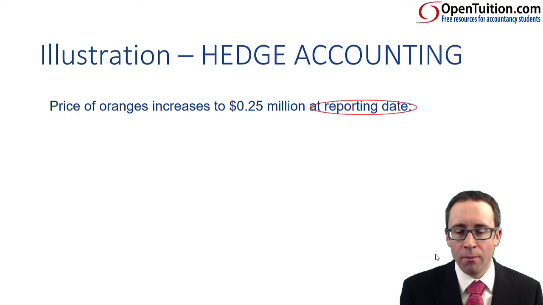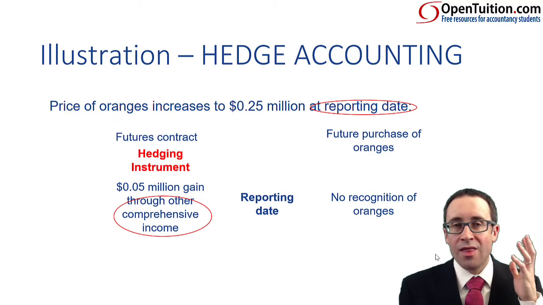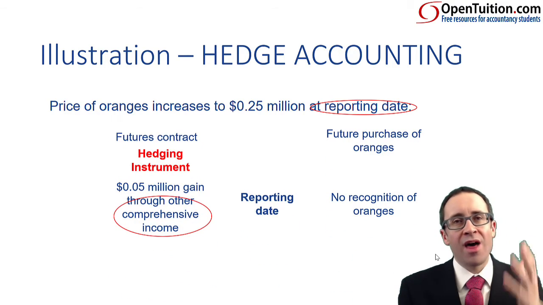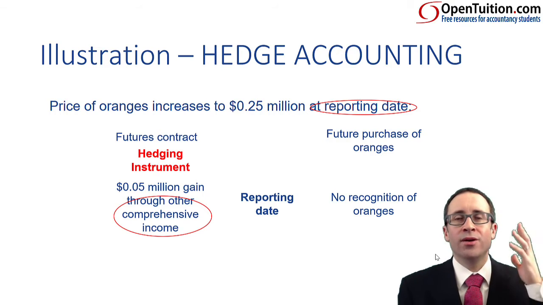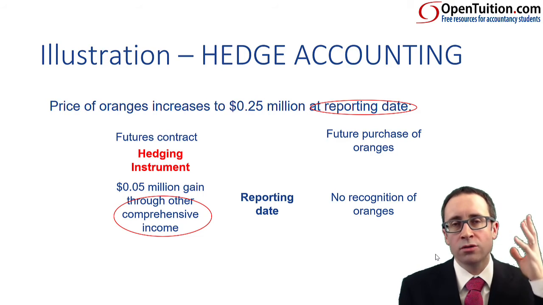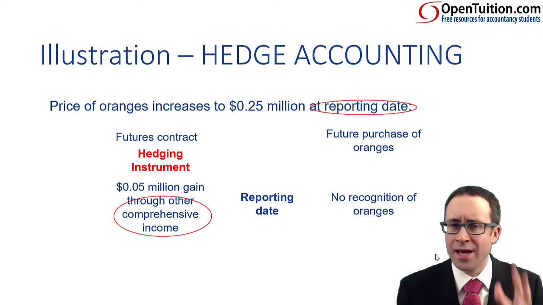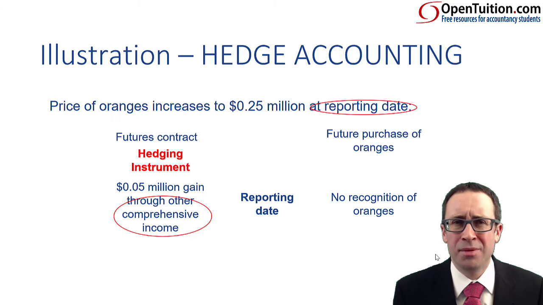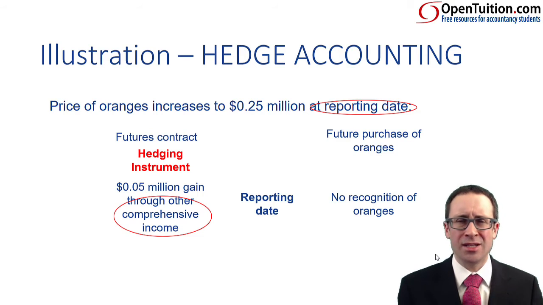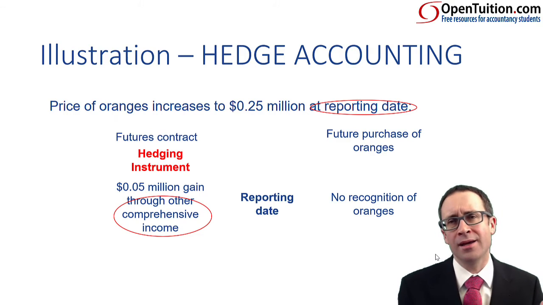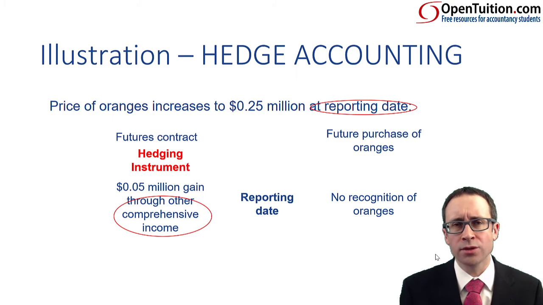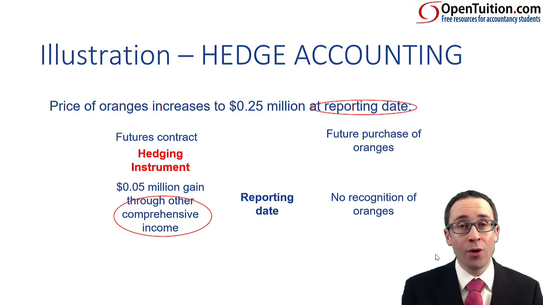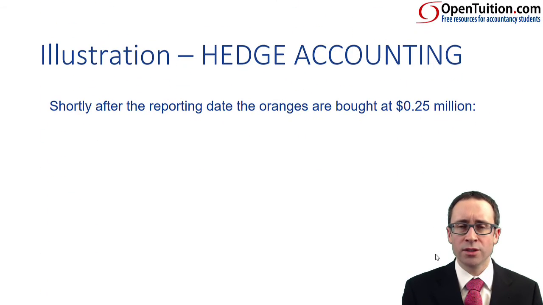So there's a gain of $0.05 million. That's a hedging instrument. That's part of a cash flow hedge. And under cash flow hedges, the gain or loss goes through other comprehensive income. It's hidden away. Okay, other comprehensive income. What is it? People don't pay attention to it, do they? Okay, it's unrealized at least. So it doesn't hit profit or loss. Remember, we haven't bought the oranges, so there's nothing recognized yet to do with the purchase of the oranges.